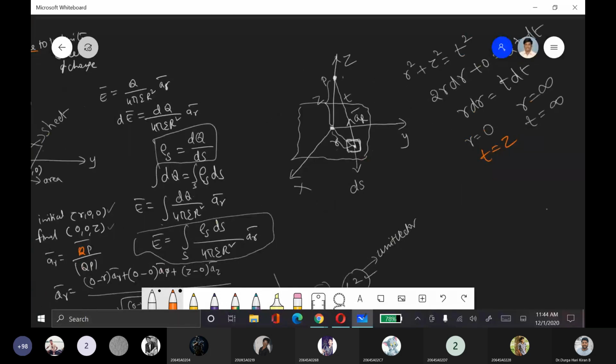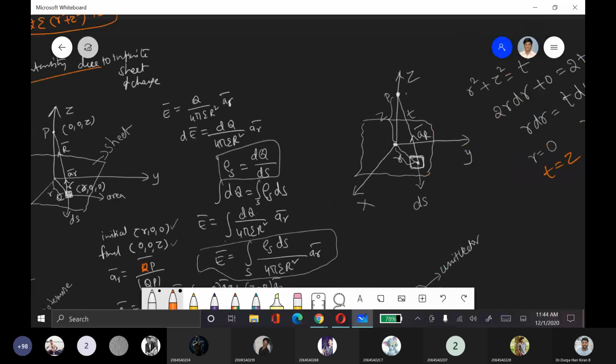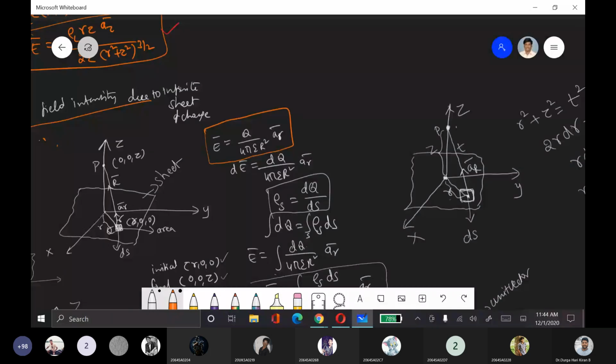Then what I have done is, we know from the definition of electric field intensity, E bar is equal to Q by 4 pi epsilon r square a r bar.